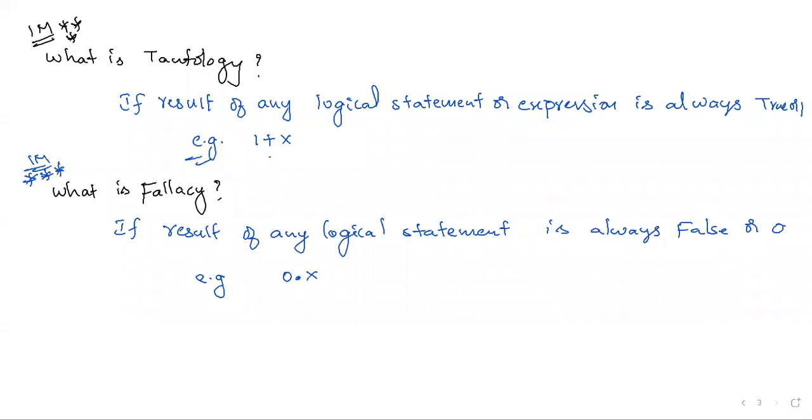One more important question: what is meant by truth table? A truth table is a table that represents all the possible values of logical variables along with the possible results for the given combination of values. That is nothing but a truth table. This is also an important question for 1 mark.